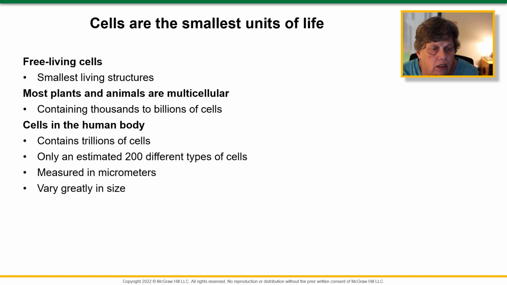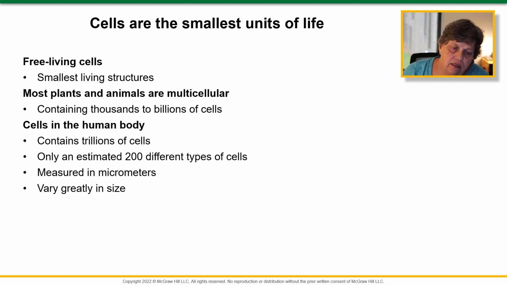Okay. So if we look at cells, these are what we consider to be the smallest units of life. Anything below that is not really living. It's an element. But when we start to talk about a cell, that is a living structure. All right. And you can have free living single-celled organisms. Most plants and animals are multicellular. We're made up of billions of cells. Some, like us, trillions of cells. But you only have about 200 different types of cells.